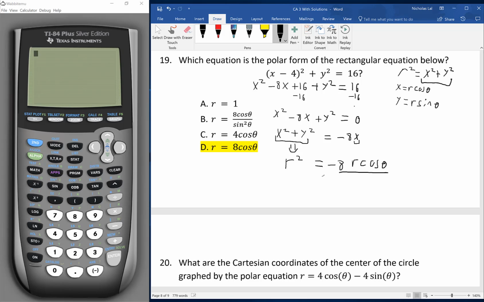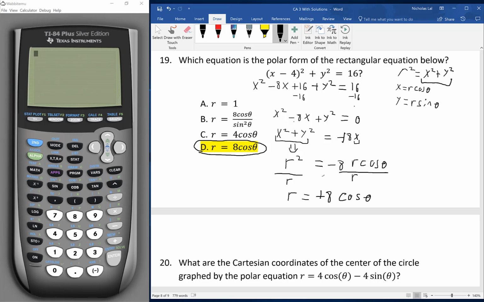Divide each side by r. And r is equal to negative 8 times the cosine. When I add 8x to each side, that's going to be positive 8x. So that's going to be positive 8 times the cosine of theta, making my answer choice D.